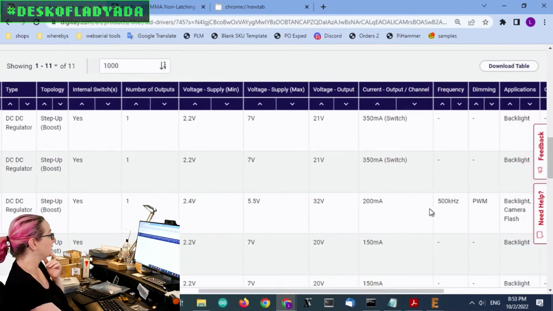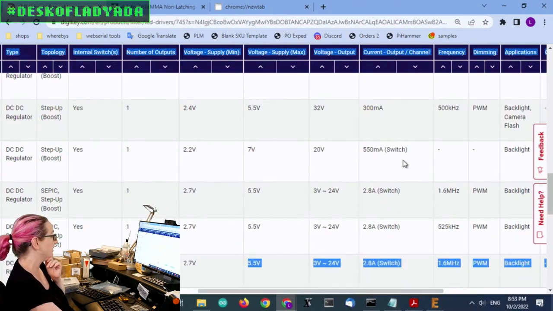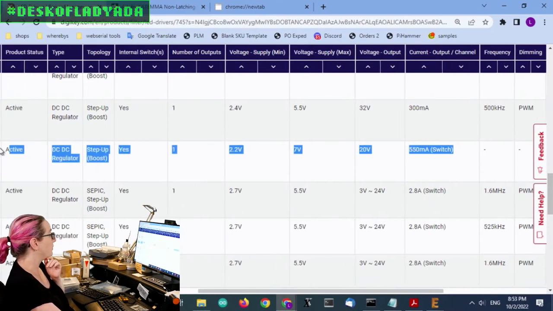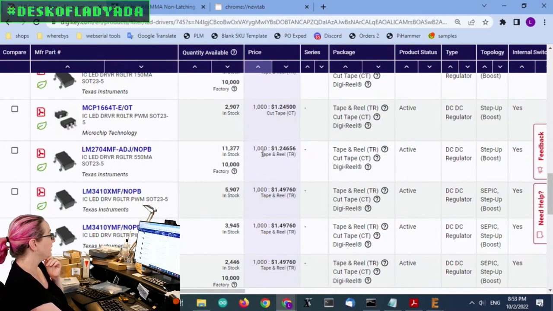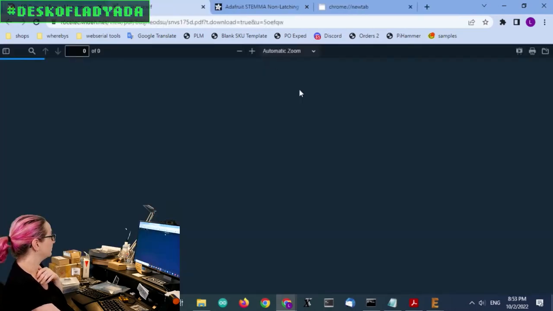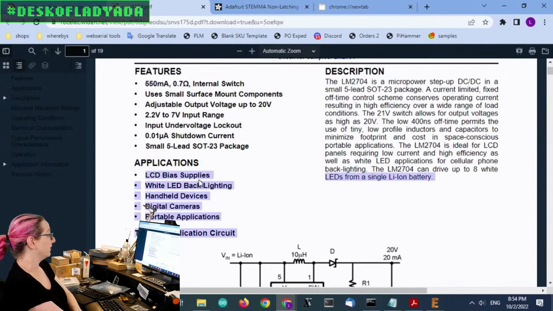Okay, so back here. So the current output channel. Basically there's 550 milliamps. That's kind of the max. So if that current output is important to me, the LM2704F, it's a little bit more expensive. It's $1.25 on tape and reel. But it does do the job. It's adjustable up to 220 volts. Built-in switch is half as much, 550 milliamps. Great for LCD bias supplies.